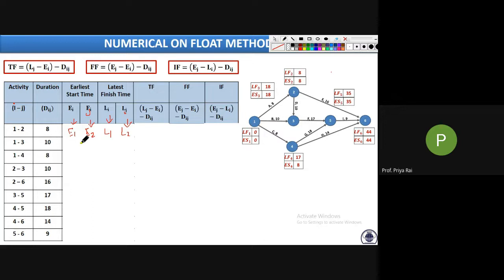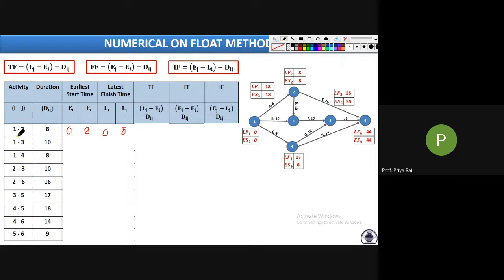Now what is the E1 value? From the diagram, what is the E1 value? Ma'am, 0. Yes, this is 0. What is the E2 value? 8. Yes, 8. Now what is the L1 value? L1, 0. Okay, this is Lj, and j here is 2, so Lj is 8, L2. Clear? Clear how to write these values?